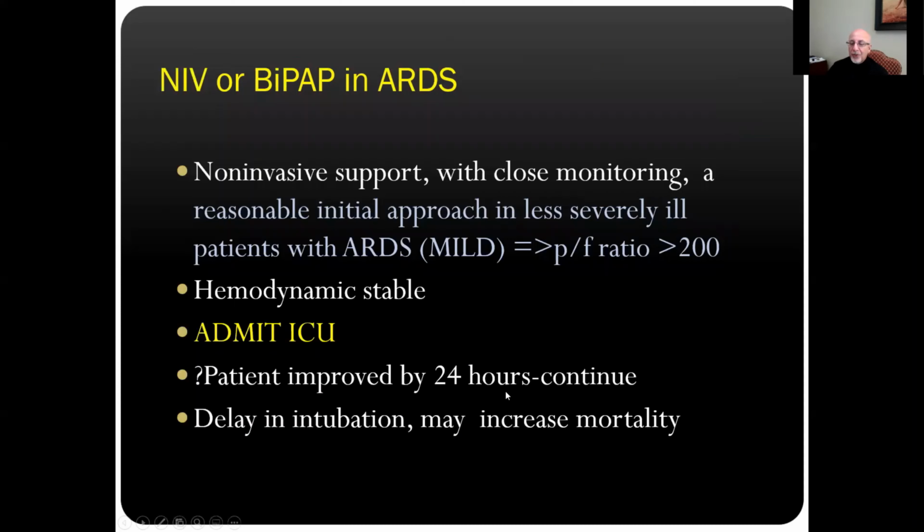If the patient improves with an improving PF ratio or a stable PF ratio by 24 hours, one should continue the use of non-invasive ventilation. However, one must be very cautious because sometimes delay in intubation may increase the mortality. And currently in coronavirus, even in mild ARDS, it is recommended that we intubate the patient rather than use non-invasive ventilation.